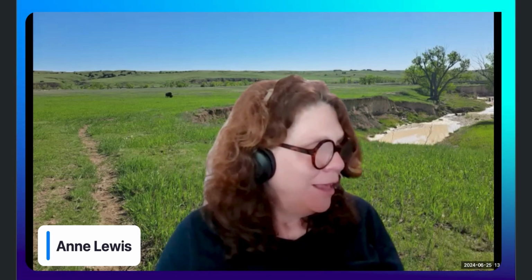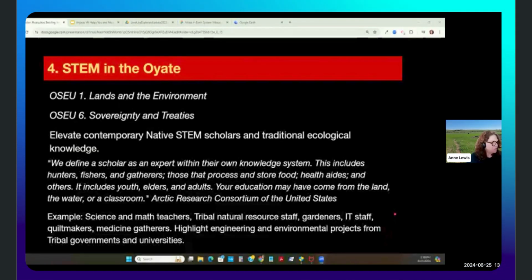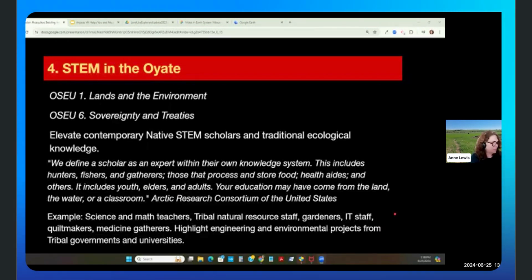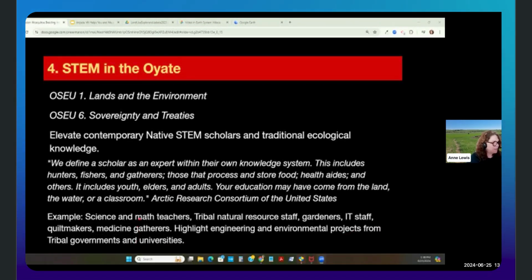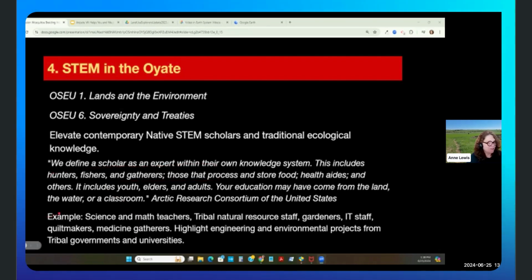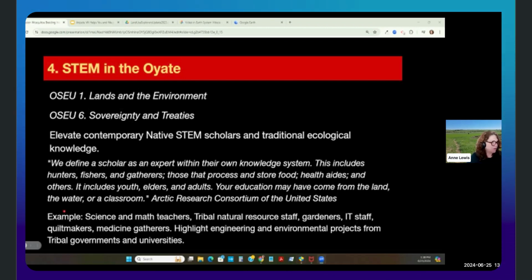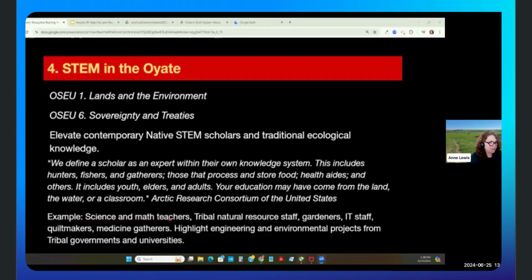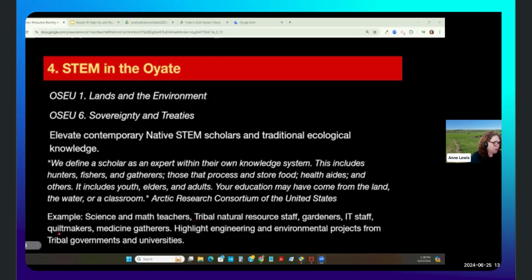I'll go back to sharing my screen since I'm finished with that story. When we're talking about STEM in the Oyate, with this definition of scholar, that leaves us a lot of room for who's the expert, who's the STEM scholar. It could be your science and math teachers, your natural resource staff, your gardeners, IT staff, then more traditional occupations or practices, quilt makers, medicine gatherers, people like that.